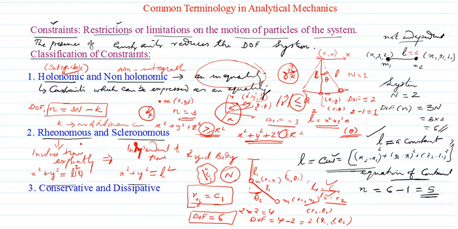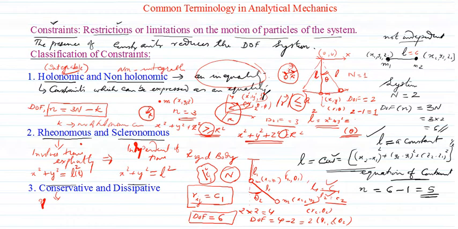Now there are many other classifications as well. Another classification is that constraints can be considered as conservative and dissipative. What is the meaning of conservative and dissipative? If the total mechanical energy of the system is conserved during the constrained motion, then the forces of constraint do not do any work. So we say that it is a conservative system.